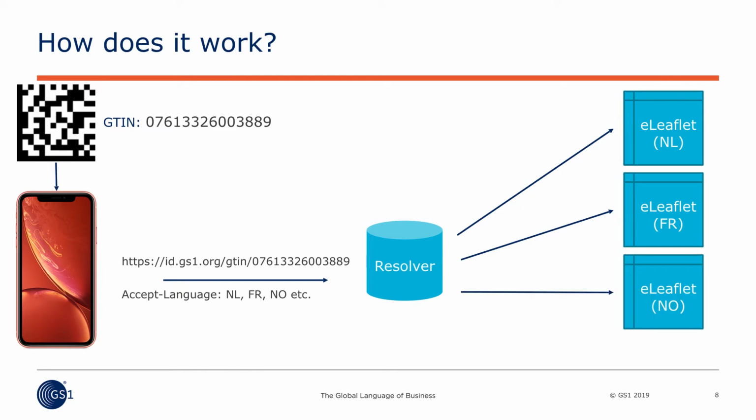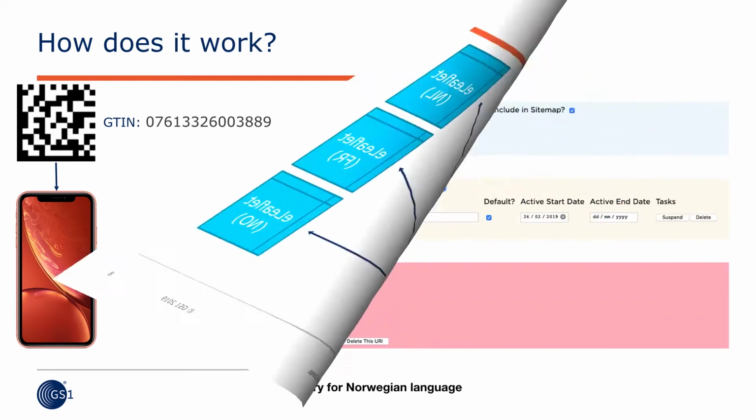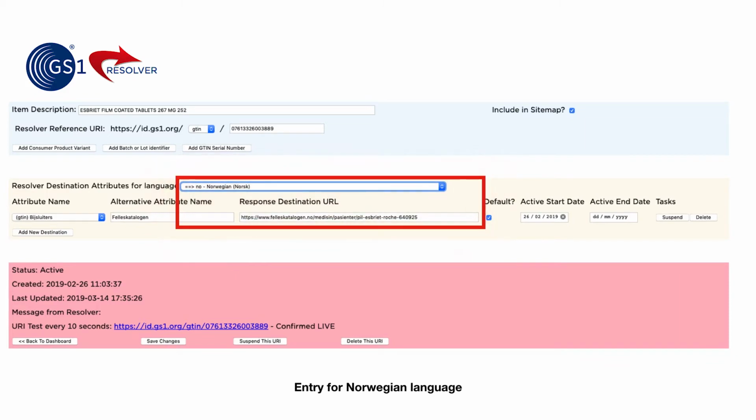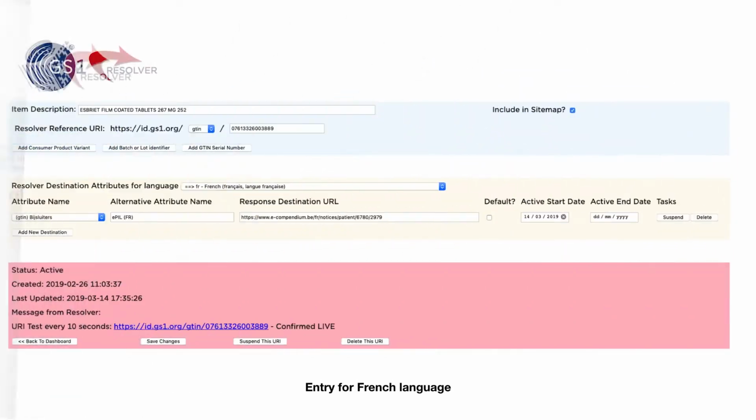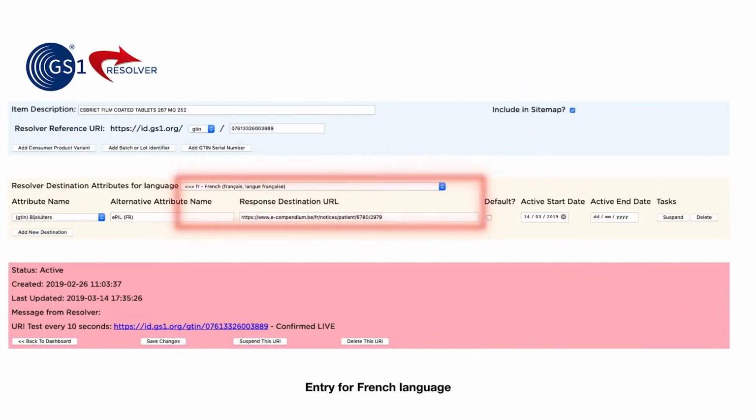The web address of the correct leaflet for each GTIN needs to be provided by the manufacturer and entered into the resolver's database. Here we see what a manufacturer sees when they enter the relevant URL for the Norwegian leaflet in the Helsesektoren. And here's the entry for the French leaflet that sits in the pharma.be repository.